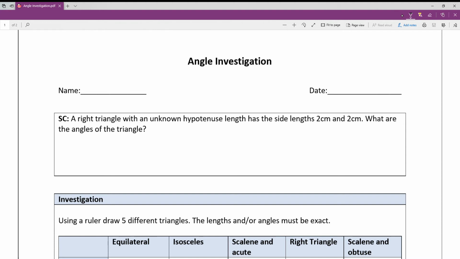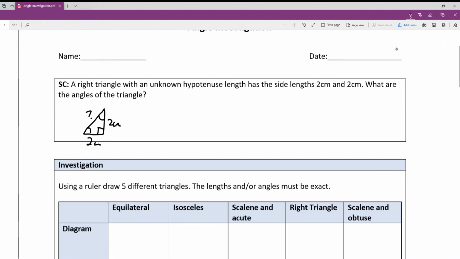Okay, so for the success criteria I'm just going to clarify the question a bit. So it's a right triangle, so that has to be 90 degrees there. The hypotenuse is unknown, but the two side lengths are 2 and 2 each. And then your job is to find the angle here and the angle there. Okay. Hint would be to possibly fit this into a square.